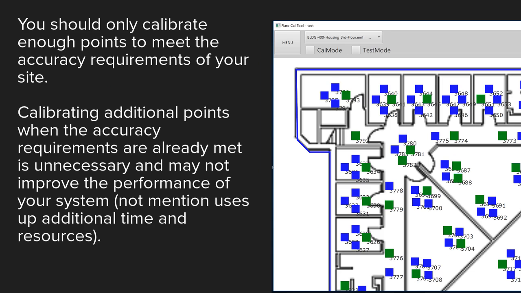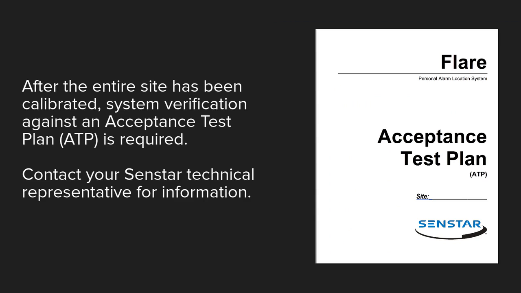You should only calibrate enough points to meet the accuracy requirements of your site. Calibrating additional points when the accuracy requirements are already met is unnecessary and may not improve the performance of your system, not to mention uses up additional time and resources. After the entire site has been calibrated, system verification against an acceptance test plan, or ATP, is required. Contact your Senstar technical representative for more information.